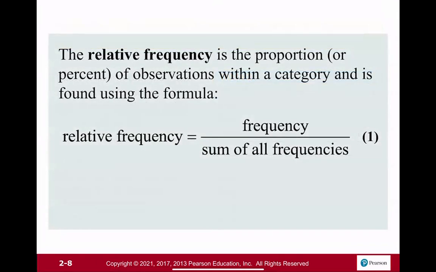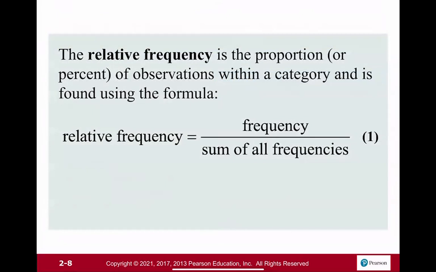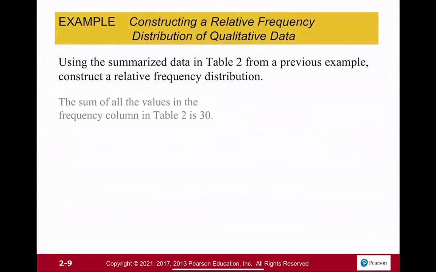All right, so now this leads to relative frequency, because all of these numbers are really cool, but how could we actually throw some actual facts in there? So with relative frequency, the relative frequency is the proportion or the percentage, those two words go hand in hand, of observations with a category, and is found using the formula frequency divided by the sum of all frequencies. So the relative frequency distribution lists each category of data with the relative frequency. So basically, how does each of these values compare with one another?